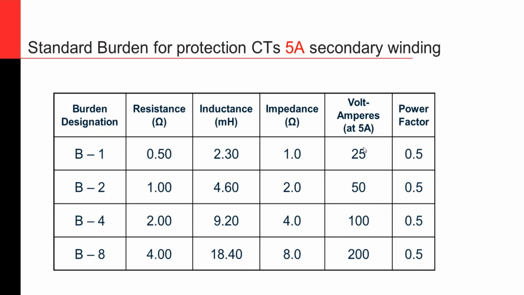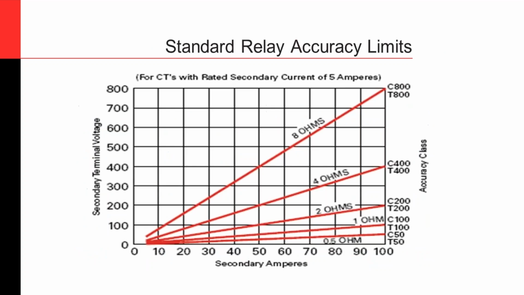Similar to the metering type CT on a 5 amp secondary winding, these are all the burden calculations. For a B1, the resistance is 0.5, the inductance is 2.3, so the overall impedance is 1 ohm, with a VA rating of 25 and a power factor of 0.5. As I told you before, you can come back to these tables and verify them at a later stage as well. I want to proceed next to the graph here.